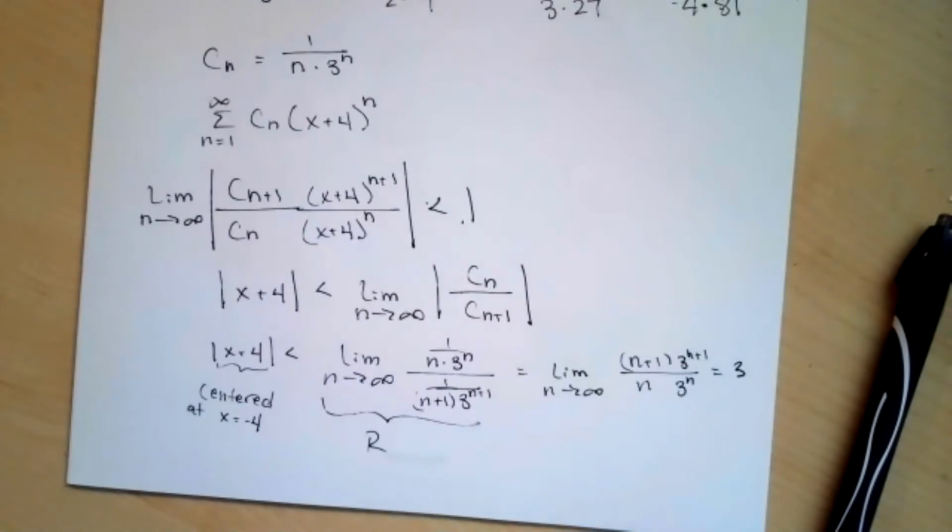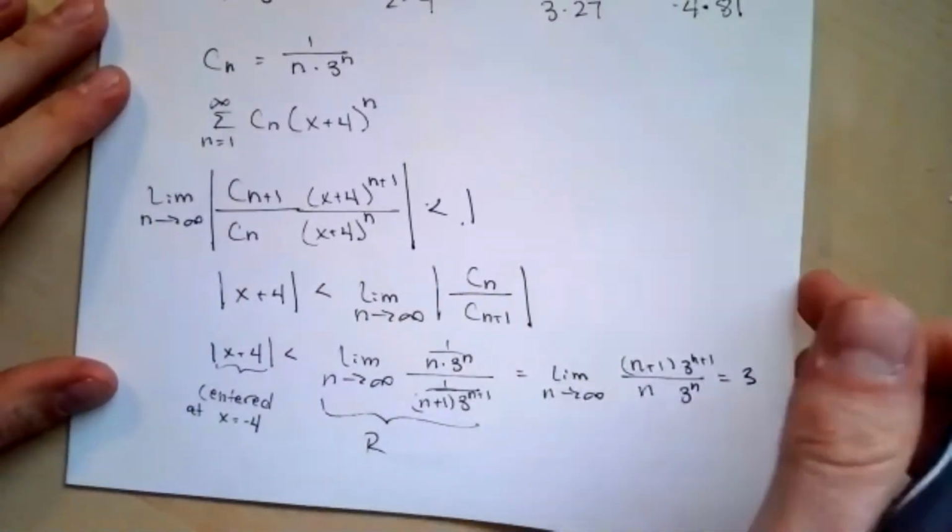So I'm a bit confused on this part. I ended up getting 3. Would that be your radius of convergence, or would you have to add that, or in this case, subtract that 4 onto that 3? The 3 is your radius.